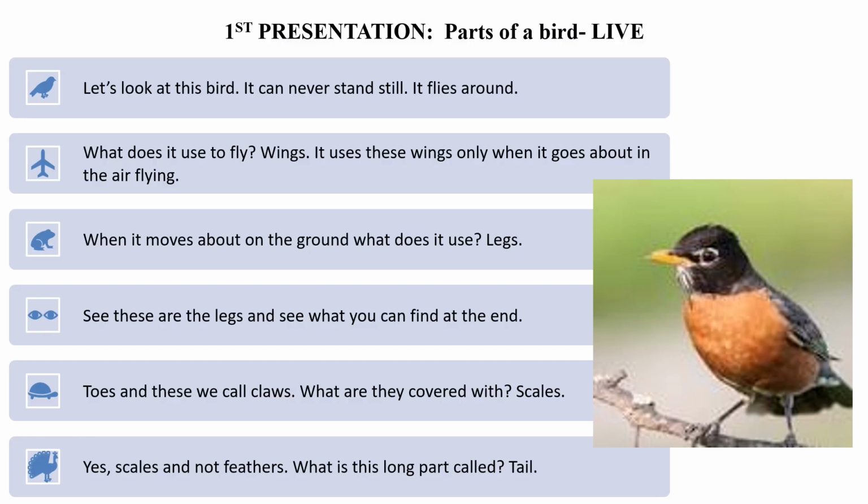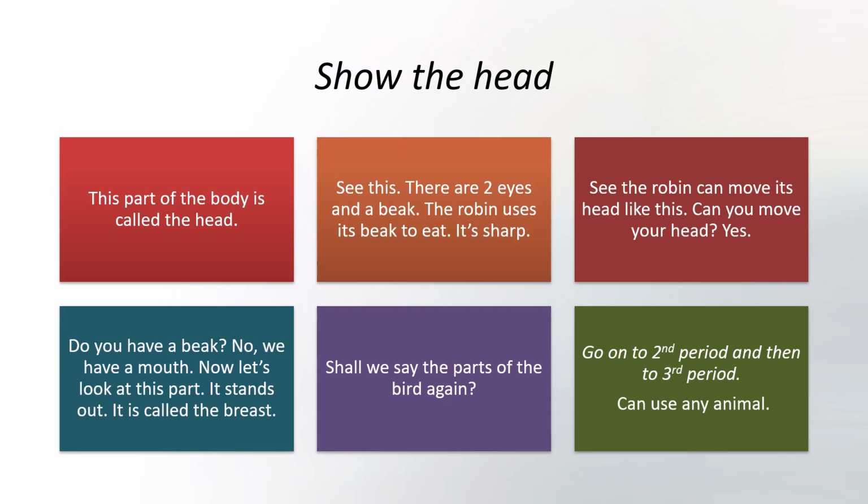What are they covered with? Scales. Yes, scales and not feathers. What is this long part called? Tail. Show the head. This part of the body is called the head. See this? There are two eyes and a beak. The robin uses its beak to eat. It's sharp. See, the robin can move its head like this.